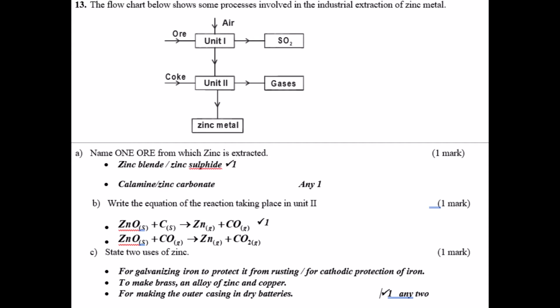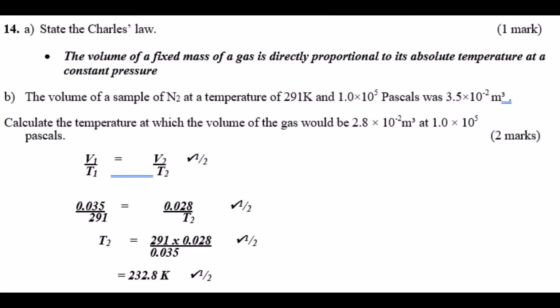It can be used to galvanize iron to protect it from rusting. Otherwise, it's called cathodic protection of iron. Then it can be used to make brass, an alloy of zinc and copper. It can also be used to make outer casing of the dry cells. So among other uses of zinc, but you are required just to give 2.